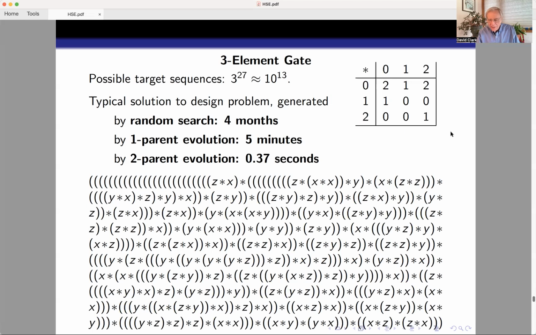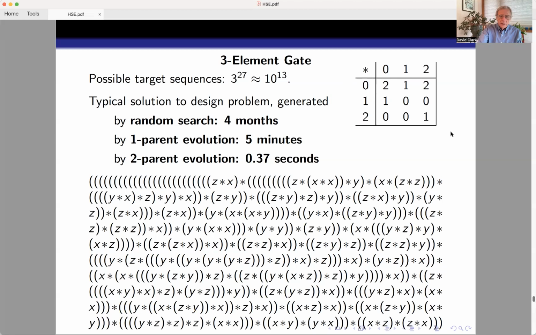And here's the solution. It just fits on the screen there. So it's more complicated. If you want a solution quickly, they do get more complicated. But we were really thrilled to see this. In fact, we had tried with the 1-parent algorithm to find solutions for 4-element gates. And that was just not possible. We just couldn't make any headway with the 4-element gates using the 1-parent evolution.